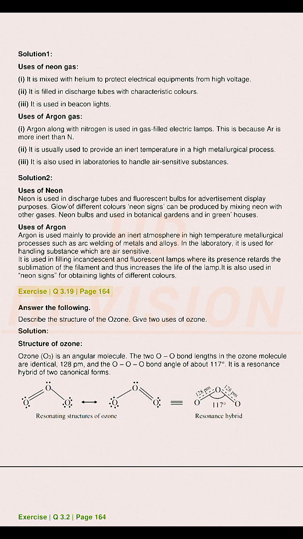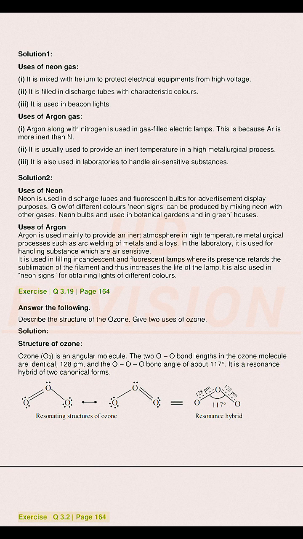Exercise Q 3.19, page 164. Answer the following. Describe the structure of ozone. Give 2 uses of ozone. Solution. Structure of ozone. Ozone O3 is an angular molecule. The 2 O-O bond lengths in the ozone molecule are identical, 128 pm, and the O-O-O bond angle is about 117 degrees. It is a resonance hybrid of 2 canonical forms.